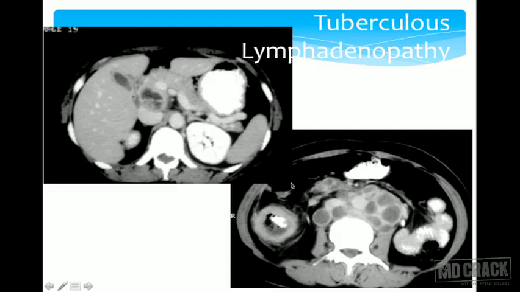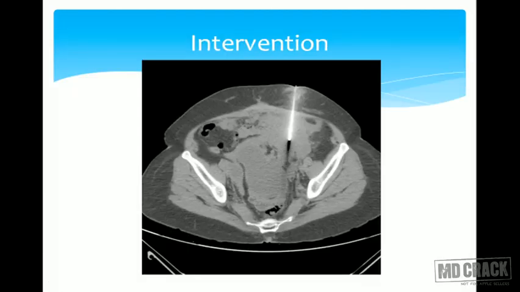Tuberculous lymphadenopathy. Again, what you will see is necrotic lymph nodes. So over here, this is a necrotic lymph node, and there are multiple necrotic retroperitoneal lymph nodes over here. And over here, you also see thickening of the cecum, a part of the spectrum of appearances of tuberculosis of the abdomen.